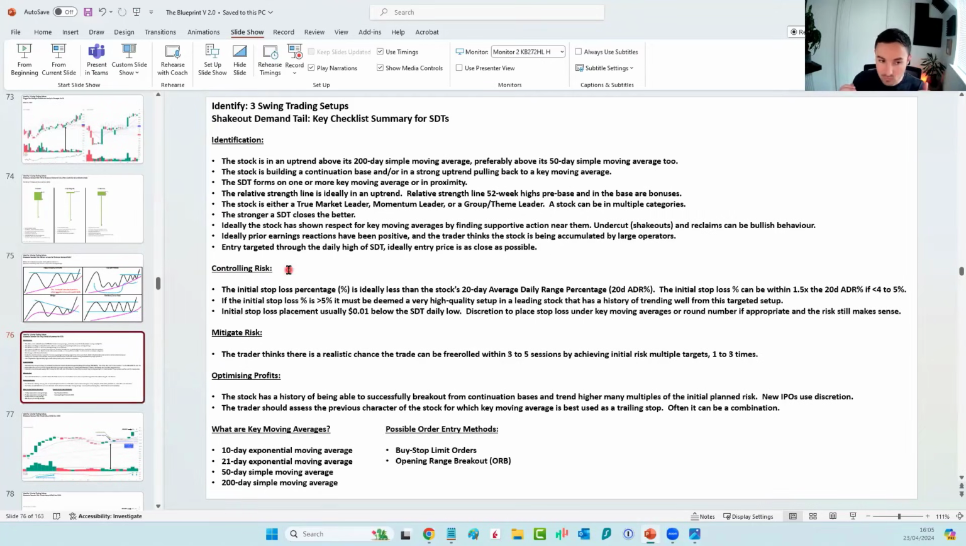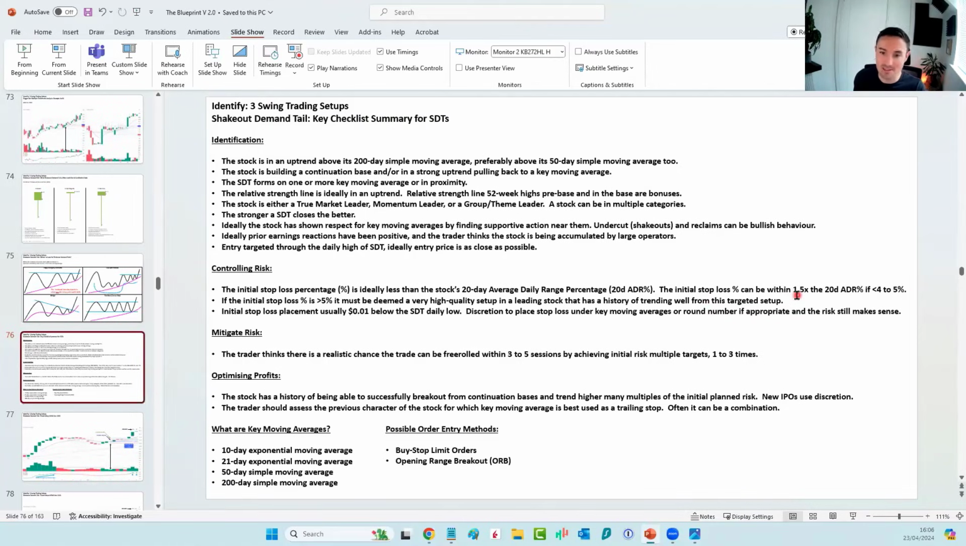Given the nature of a shakeout demand tail, certainly relative to trigger bars that we were doing last week, where we were talking about initial stop loss versus the stock's 20-day ADR percentage, on the better trigger bar selections that can oftentimes be half to 2/3, sometimes even less, because a trigger bar is a very tight candlestick. Oftentimes shakeout demand tails are a bit wider, as the name implies. They are shaking out. So as a factor of the candlestick and how it forms, the initial stop loss can sometimes be around the 20-day ADR percentage or 1.5 times the 20-day ADR percentage.